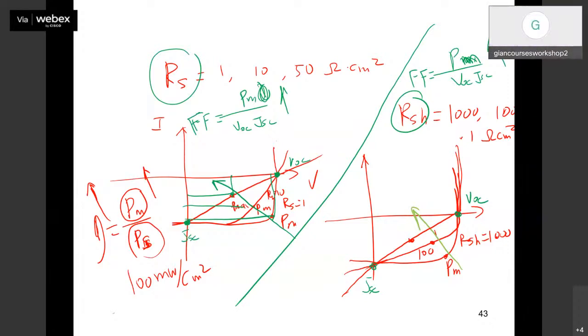Like the person is asking, is it compulsory to measure on-off ratio in reverse biased only?